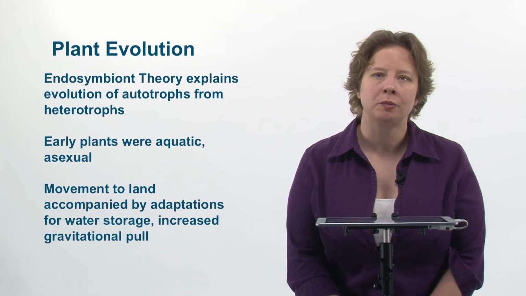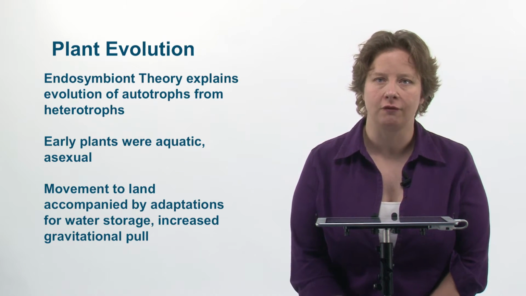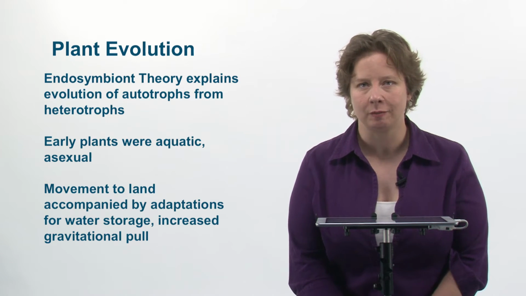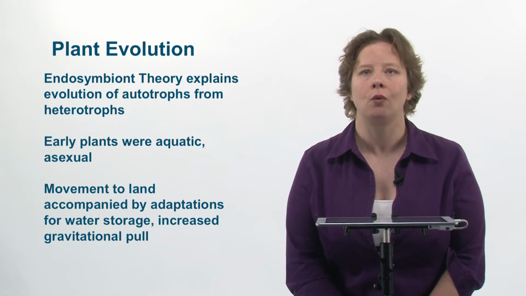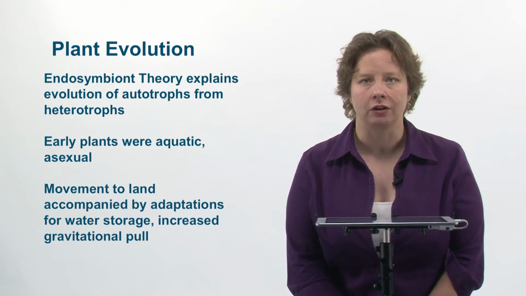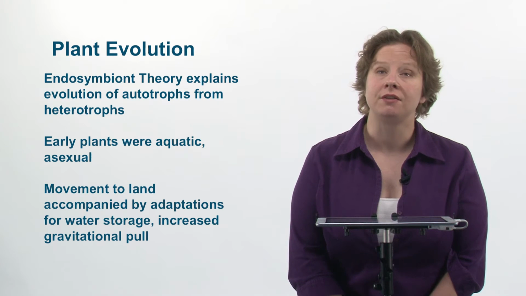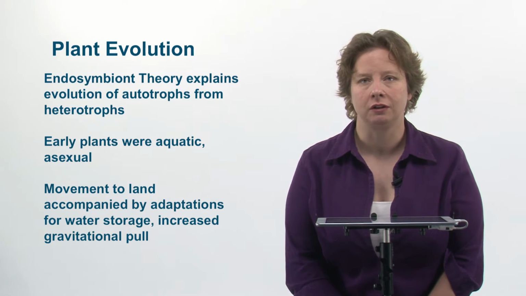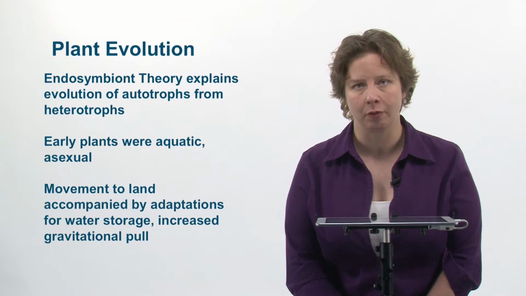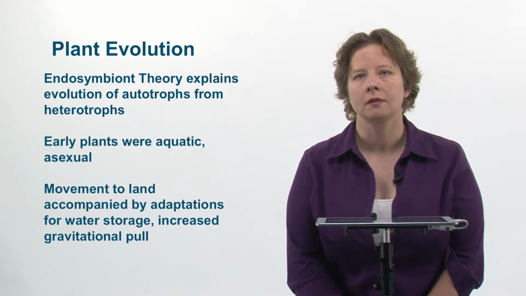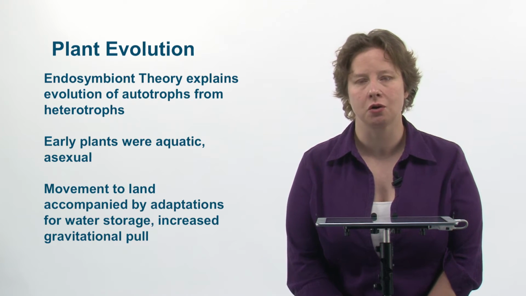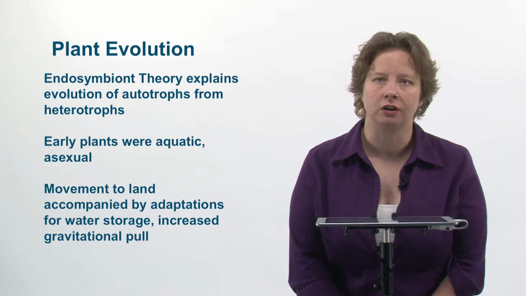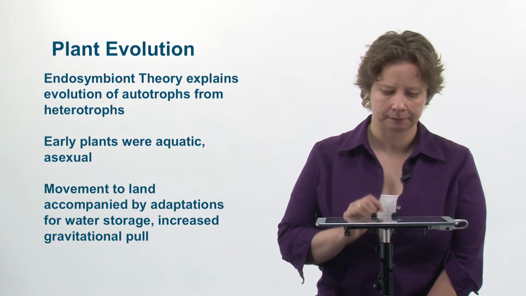Early plants were aquatic and asexual based on fossil evidence and DNA evidence. The movement of plants to land was accompanied by many adaptations for water storage because they were no longer living in the water. A method of storing water was necessary for their survival, and methods for dealing with increased gravitational pull. Some examples of those are root systems that were for water storage or stem systems that stored water, and also land plants have much stronger cell walls than do aquatic plants.